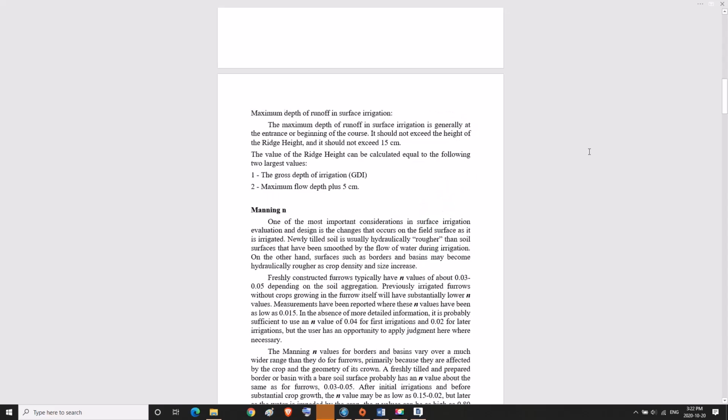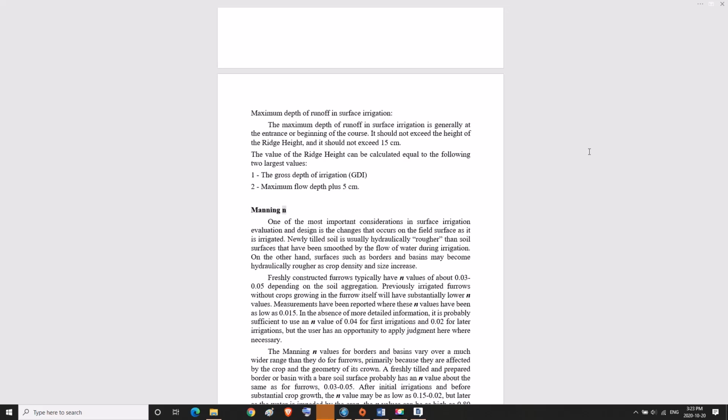Maximum depth of runoff in surface irrigation. The maximum depth of runoff in surface irrigation is generally at the entrance or beginning of the course. It should not exceed the ridge height, and it should not exceed 15 centimeters. The value of the ridge height can be calculated as equal to the larger of the following two values: 1. The gross depth of irrigation, GDI. 2. Maximum flow depth plus 5 centimeters.